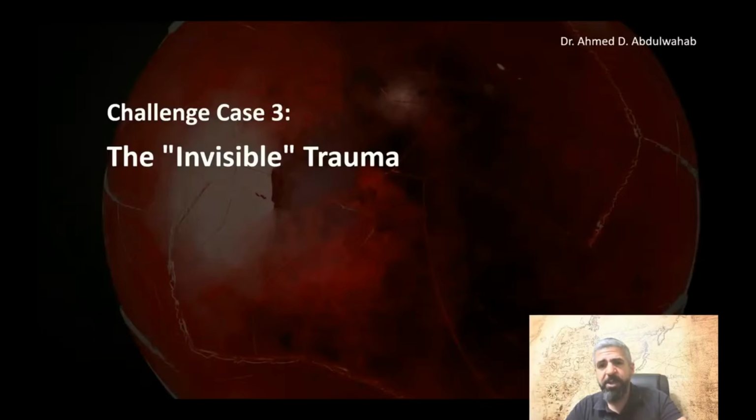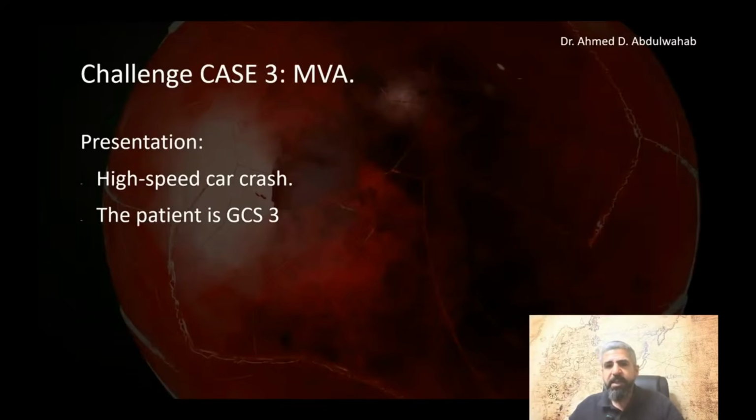Now, let's go to challenge case number 3. It's called the invisible trauma. Now, this is a high-speed car crash. The CT scan looks boring. Maybe a tiny dot of blood here or there, but the patient has a Glasgow coma scale of 3. He's comatose. Why does the clean scan lie to us? Let's see clue number 1.